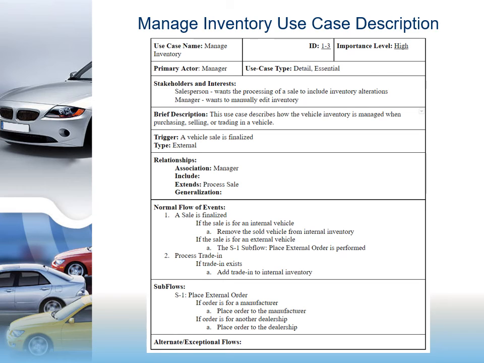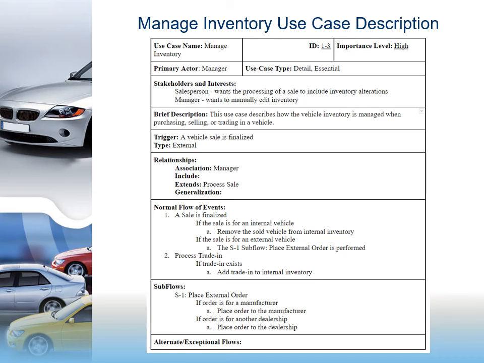The primary actor is the manager, as the only person able to modify the inventory. The stakeholder includes the salesperson as well, who would like the processing of the sale to include inventory changes. The trigger is the finalization of a sale, as this use case is included in the process sale use case. The relationships match what is seen on the use case diagram.